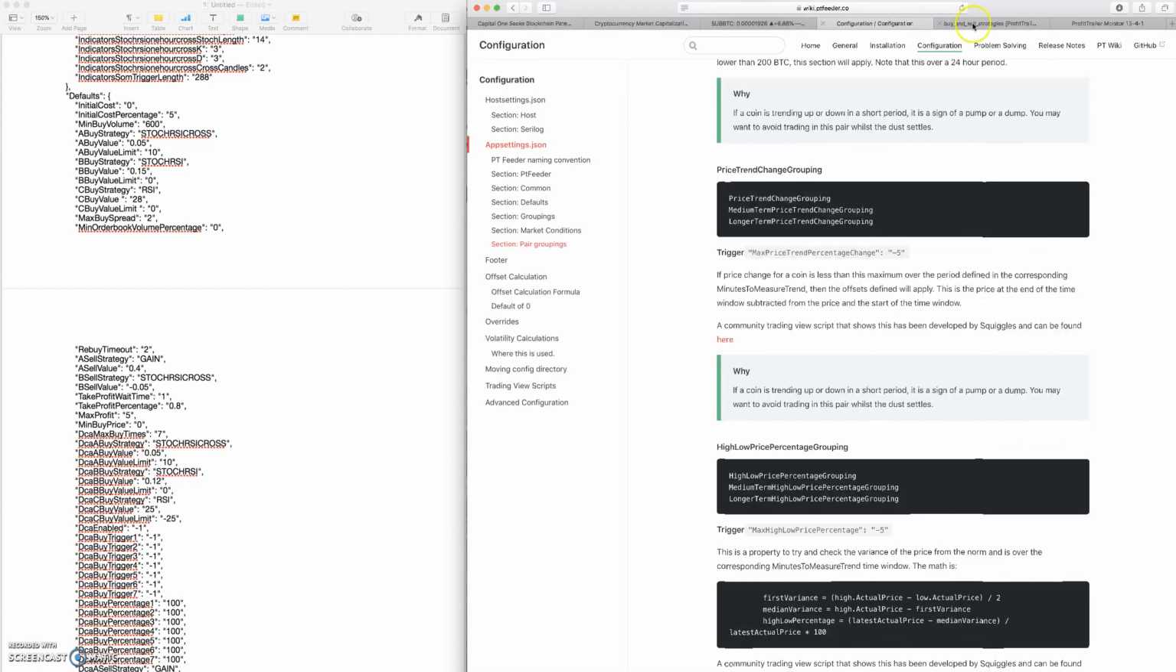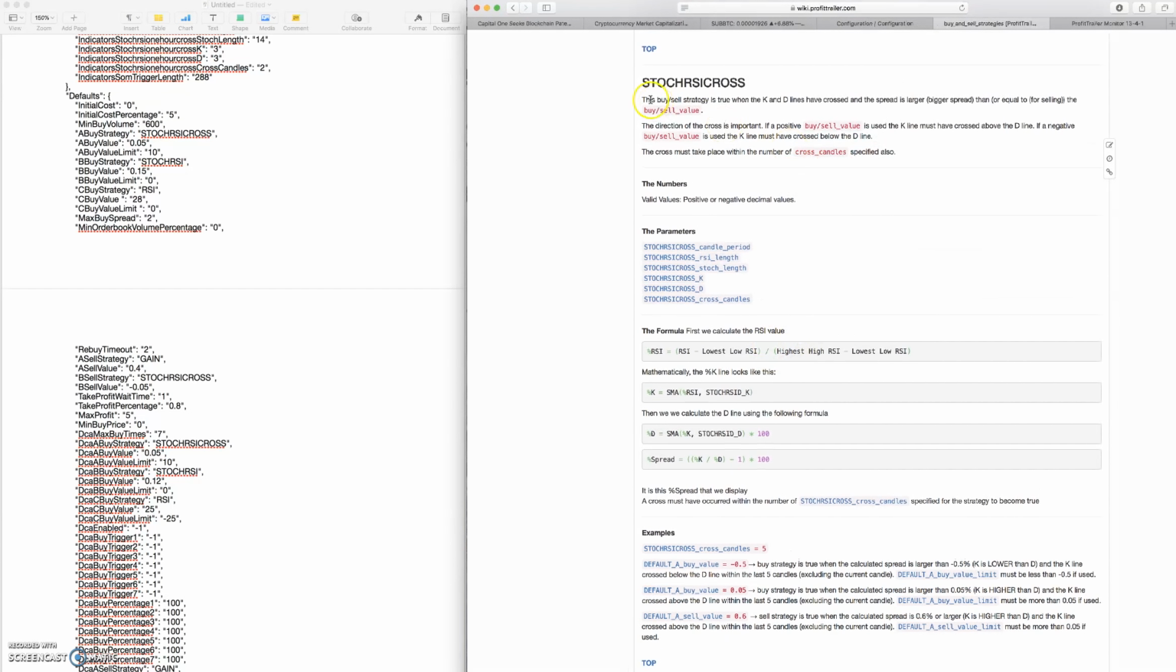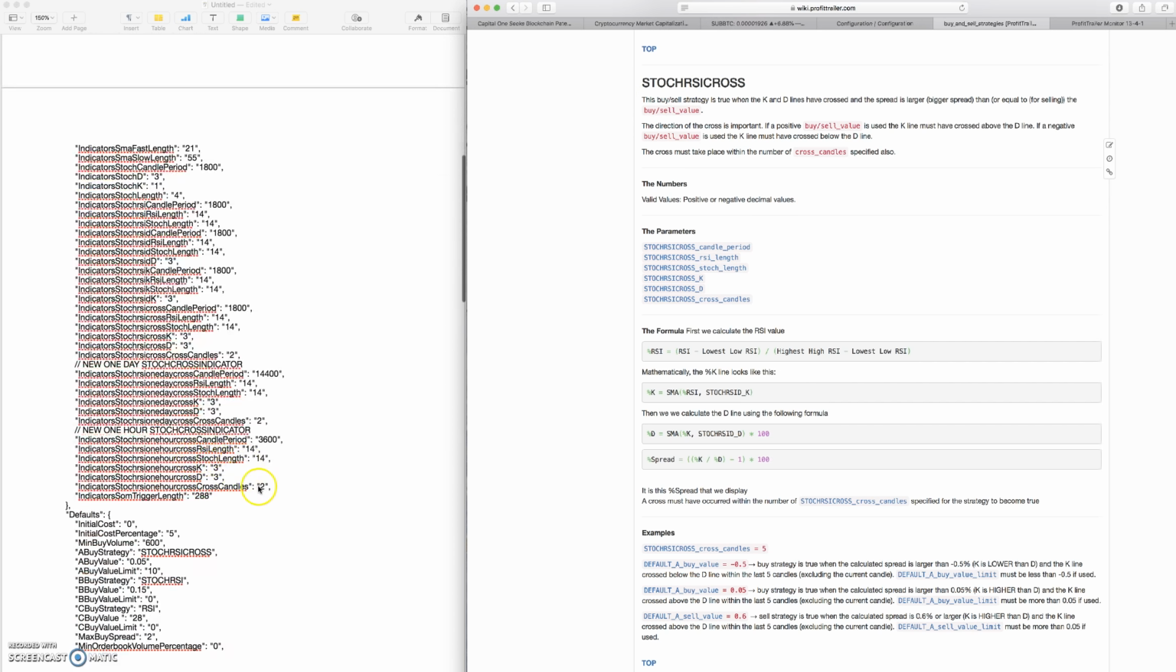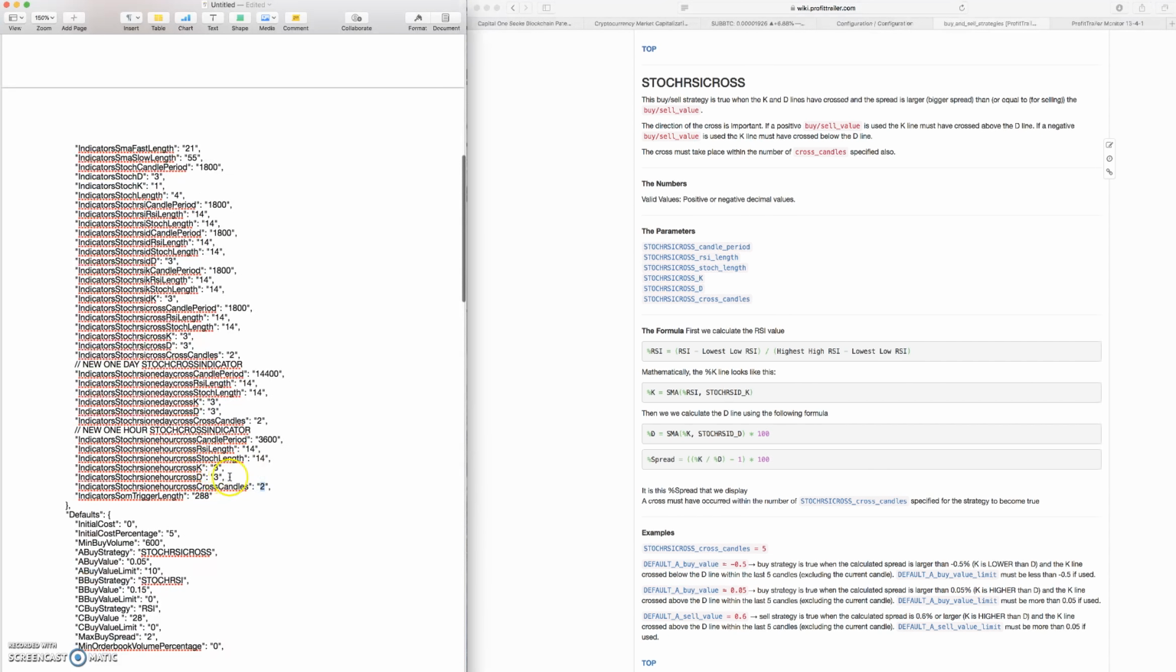What does that mean? If we go into the Profit Trailer wiki here, it says this buy sell strategy is true when the K and D lines have crossed and the spread is larger than the buy or sell value. And the direction of the cross is important. So that's one thing. And then the cross also must take place within the number of cross candles specified. So if we go up to our settings here, we can see we have our cross candles is 2. And then we have our indicators, stochastic RSI 1 hour cross. And then that's our K, and then we have our D.